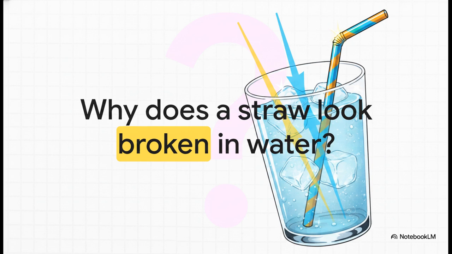You know when you're sitting at a restaurant, you look down at your glass of ice water, and that straw just looks completely broken right at the surface? It's a super common optical illusion, but what you're actually seeing is the universe showing off exactly how it handles the cosmic speed limit of light. But before we get bogged down in the math of measuring this, we really need to build some physical intuition.